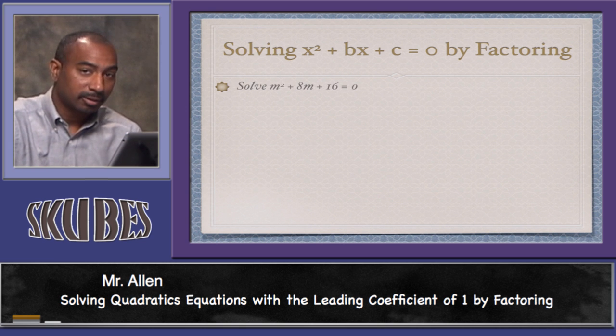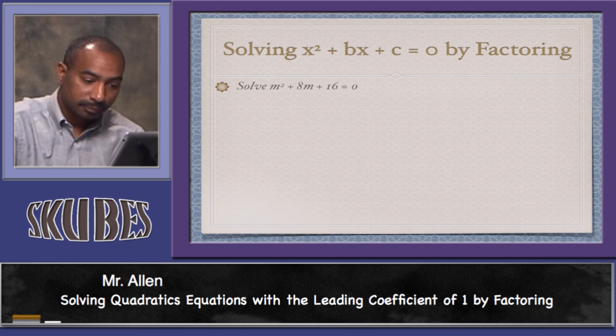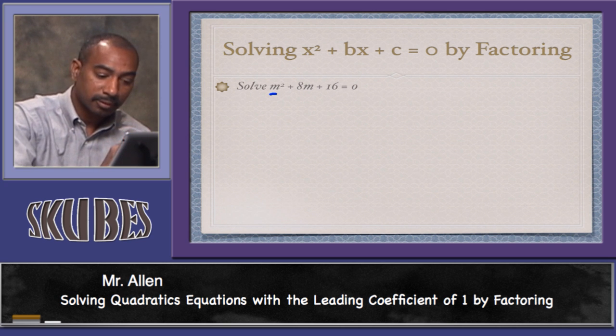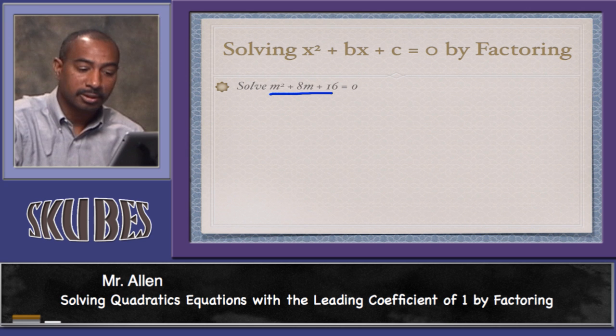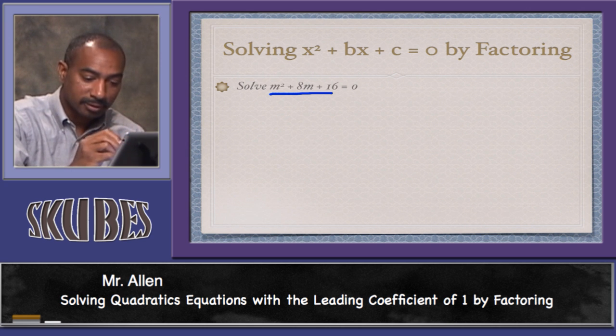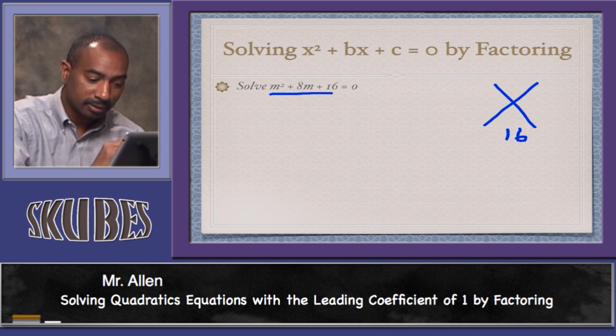All right, how do we solve equations with the coefficient of 1? Well, you're going to factor this, and you're going to set the two factors equal to 0. So if you look at this, I have a 16 for the constant, and my coefficient of the linear term is 8. So what two numbers multiply to 16, but at the same time have a sum of 8?